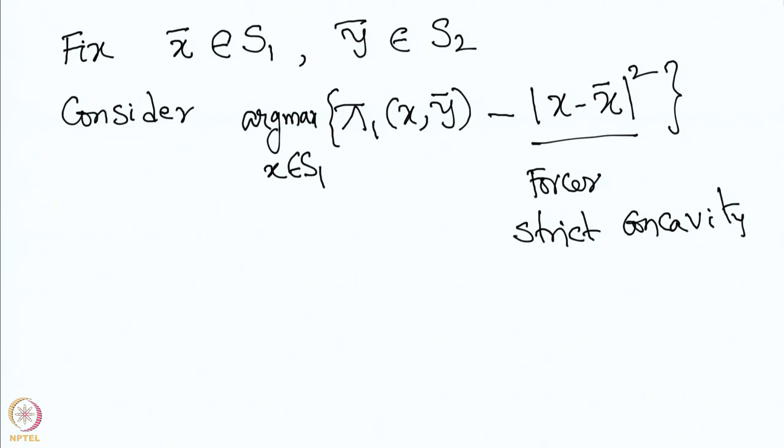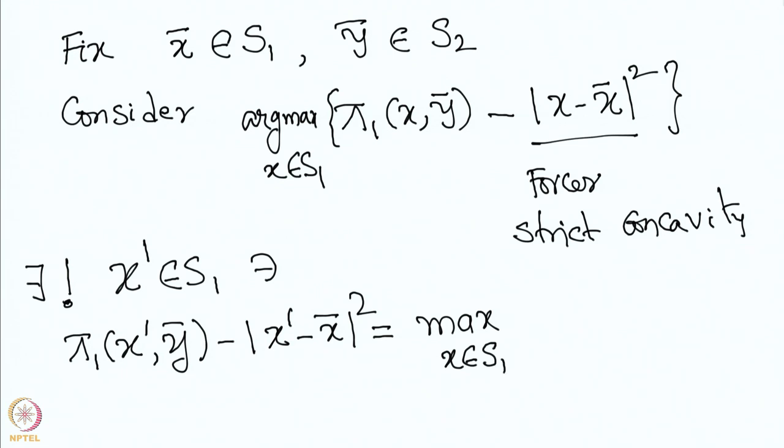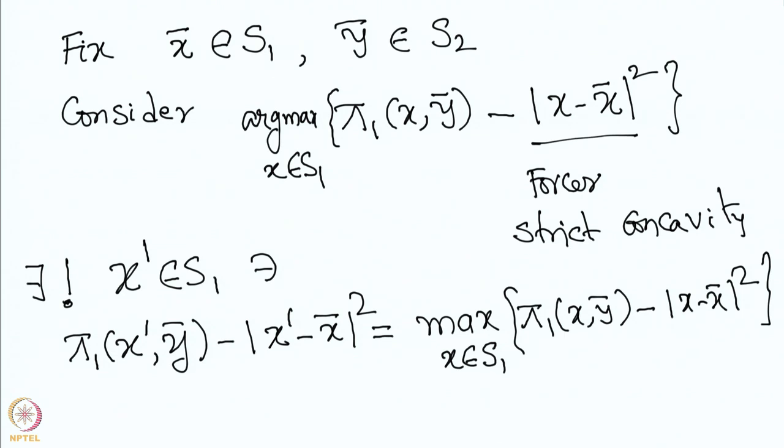Okay. Therefore, there exists a unique x prime in S1 such that pi 1 of x prime comma y bar minus mod x prime minus x bar square is nothing but the maximum over x in S1 of pi 1 of x comma y bar minus mod x minus x bar square. There exists a unique x prime. The uniqueness comes from the strict concavity, and this is a concave function, and hence the maximizer does exist. So, everything is fine. So, for a fixed x bar and y bar, I have picked this x prime.